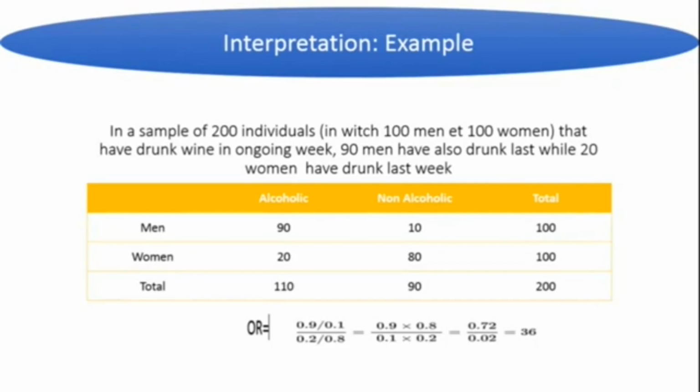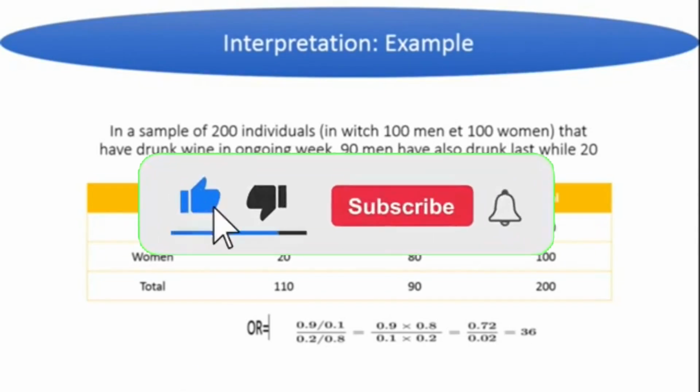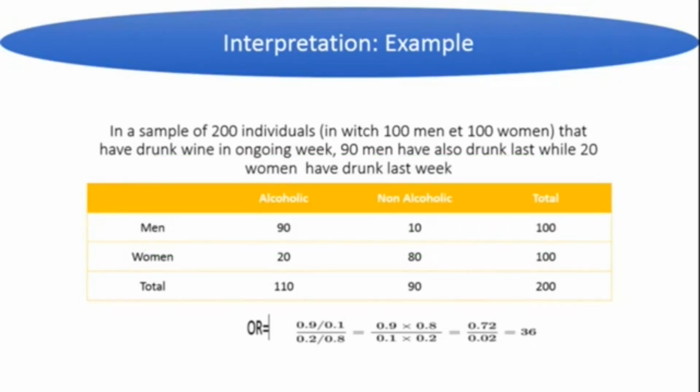So in our sample, we have 19 men that also drank the last week, that are alcoholic, and only 10 of the 100 men have not drunk in the previous week. And let's look at the women population. We can see that 20 women in our sample have drunk in the previous week among 100 women that have drunk in the current week. So we can calculate the odds ratio, and we find that the odds ratio is 36. That means that being a man is a risk factor of developing alcoholism. That also means that in the group of men, alcoholism is 36 times higher than in the women population.